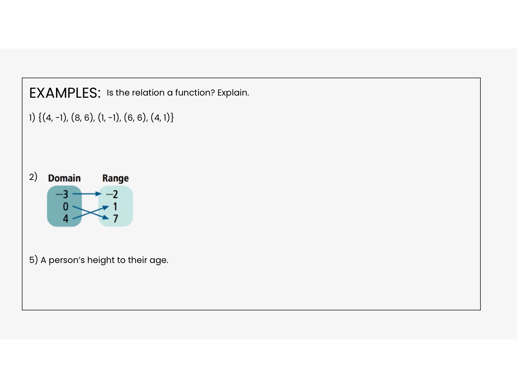All right, so let's look at first just a couple examples of whether these relations are functions. Again, in order to determine if that's a function, we cannot have the domain values, or oftentimes the x values, repeat. So in this one, I see 4 twice, and it has 2 different y values as well, so that is a no. We cannot have the same x value. Okay, if I look at number 2, -3 goes to -2, 0 goes to 7, 4 goes to 1. Each of those has only 1 arrow coming out of it, so that would be a yes.